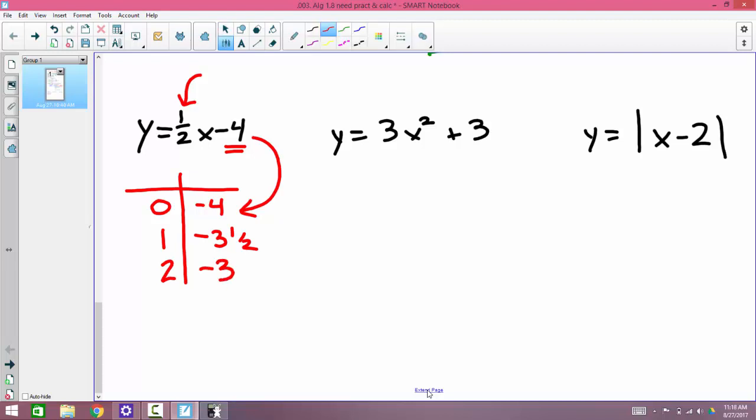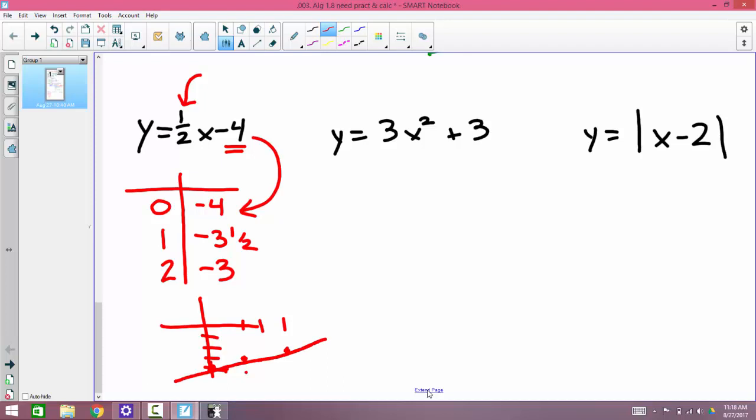A graph of that should start at -4, and then it should be going, it's not a slope of 1, it's a slope of 1/2. So it's actually over 2, up 1. It's a little flatter than a slope of 1.